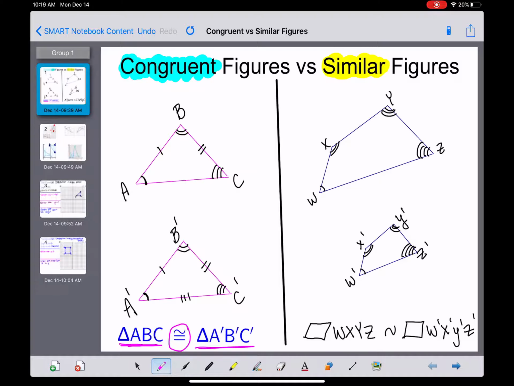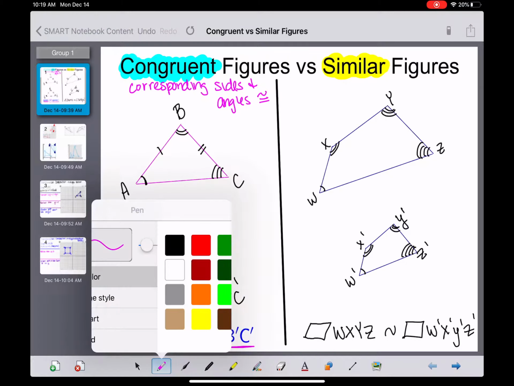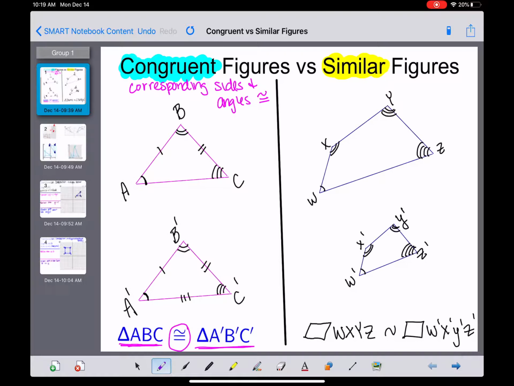So what does two figures being congruent mean? It means that all corresponding sides and corresponding angles are the same exact measure. They are congruent. So if I take every single side, segment AB is congruent to segment A prime, B prime. They have the same exact length.